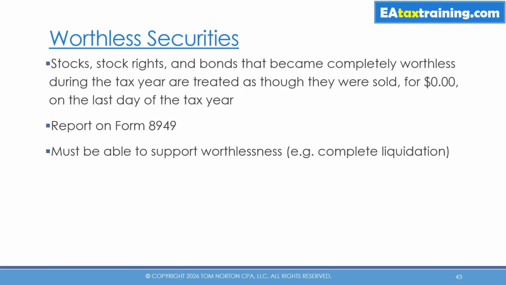Worthless securities. So stocks, stock rights, and bonds that become completely worthless during the tax year are treated as if they were sold for $0 on the last day of the tax year. And you do report this on an 8949. So let's say you have a stock, company goes out of business, and they're not even able to pay off all of their debts. So there is nothing left for the shareholders. So your stock is now completely worthless. You treat that as if you sold it on the last day of the year for $0.